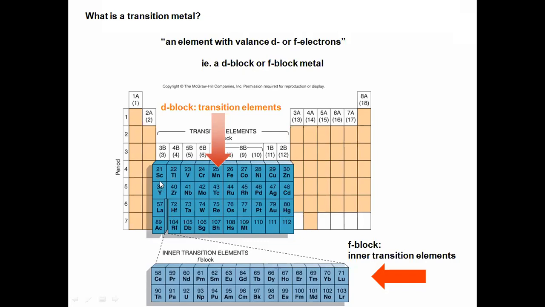So the elements from group third B to second B, or group 3 to 12, are included under the D block elements. So an MCQ type of question may be asked sometimes that D block elements comprise groups from 2.